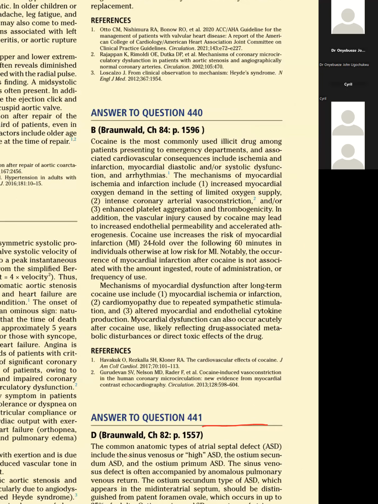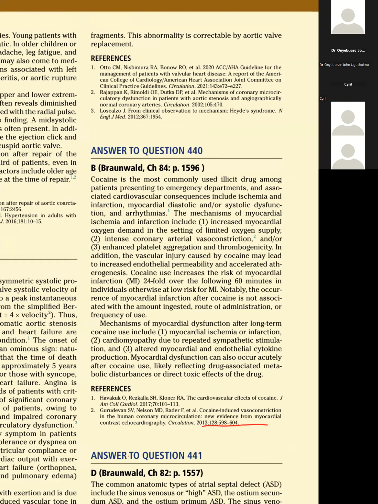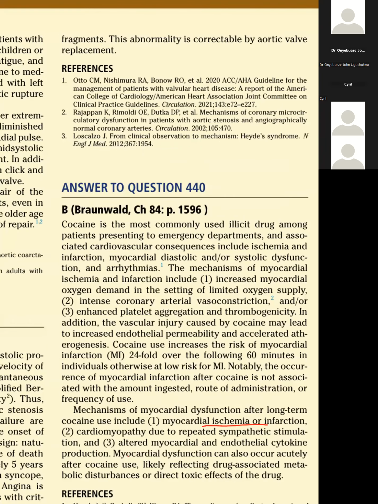Can we go up a little, please? Can we go up a little further? Yes. Proteolytic fragments. This abnormality is correctable by aortic valve replacement. Thank you very much. Heyde syndrome, noted.